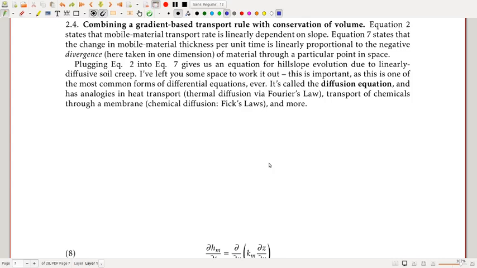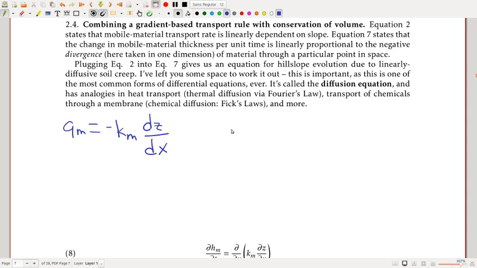We've now derived a couple important equations. The first important equation that we derived is one that states that the rate of motion of mobile material on a hillslope per unit width of that hillslope is equal to minus k sub m, this material or mobile regolith motion constant, times the gradient, an ordinary derivative, times the gradient in that slope. And the reason we have this minus here is to make sure that things go downhill instead of uphill. So that's our first equation.